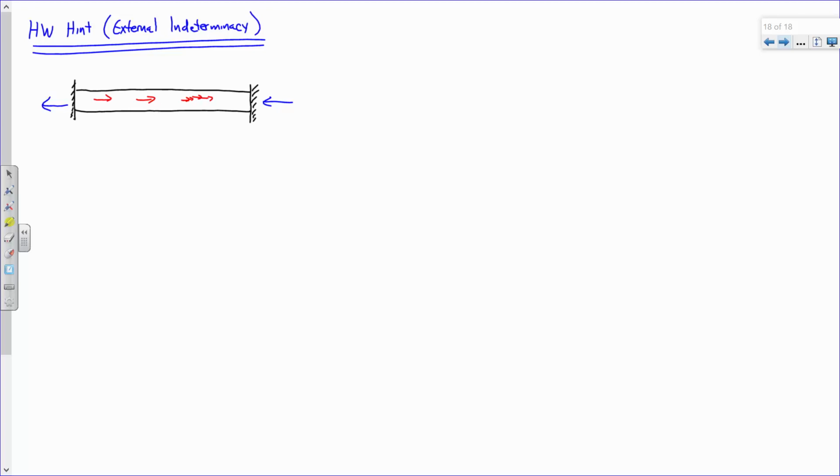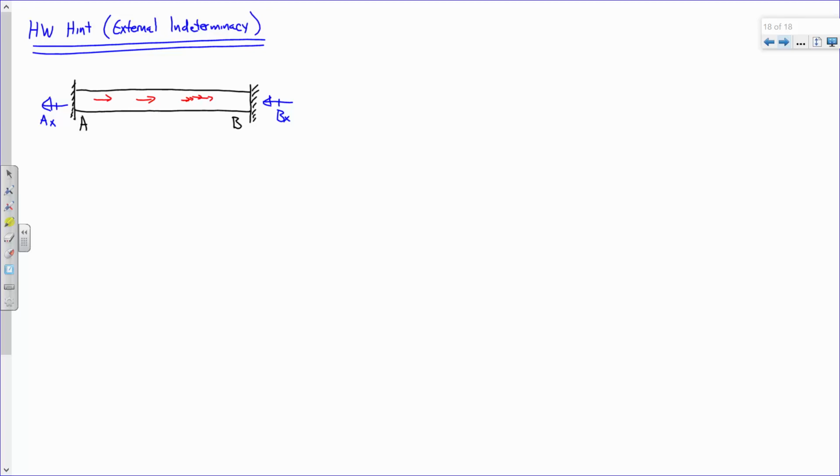And so let's just make up some names. Let's call this support A. Let's call this support B. And so maybe our reaction names are AX and BX. Is everybody okay with this? And don't apply any magic to the loads. I'm just making some values up. It could be anything. I could have loads going any which way.